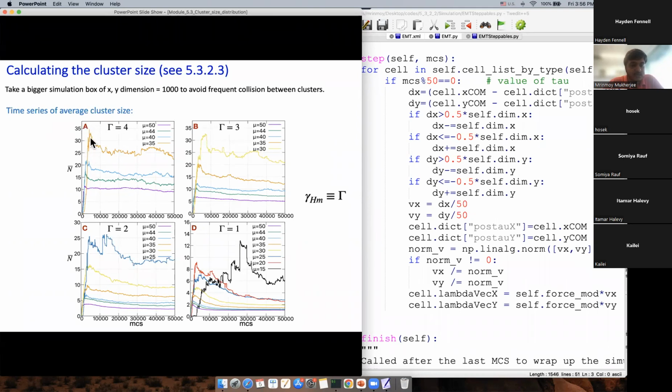If you see the A panel, this is the average cluster size. Initially there are large clusters, but eventually they become smaller and saturate to certain values. As you decrease gamma, the cluster size becomes smaller and smaller. Also, at a particular gamma, as you increase mu, the cluster size decreases. As you see from here, this is for 50, this is for 30.